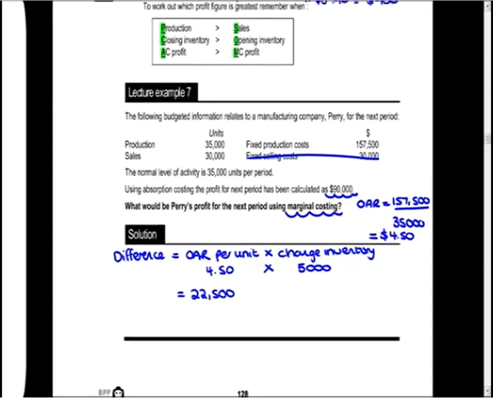So here production is 35,000 and sales are 30,000. So production is 35, which is greater than sales of 30. So that means that closing inventory is going to be higher than opening inventory, which means that absorption costing profit will be higher than marginal costing profit. So the marginal costing profit will be 90,000 minus 22,500, the difference in inventory. That's 67,500.